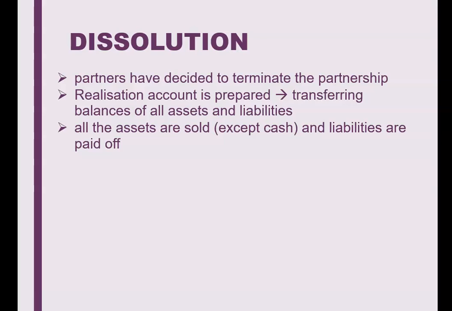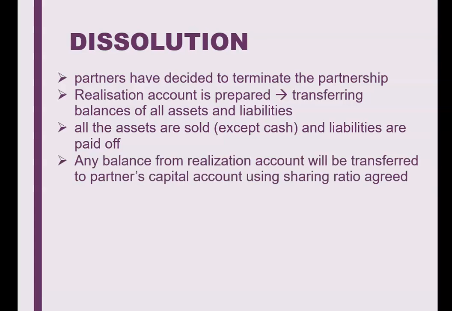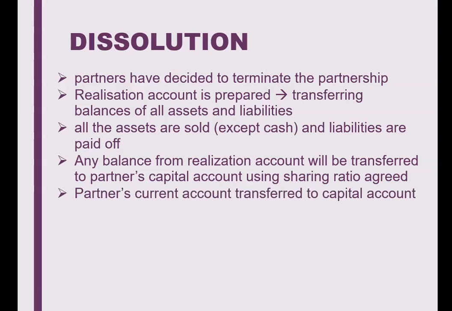So you need to pay all of the vendors, the suppliers, and also the lenders first, because we want to find out if there is any balance in the realization account, where you debit the debts you have settled, and credit the receipts in cash once you sell off the assets. Any balance, whether it's profit or loss, will be transferred to the partners' capital accounts using the sharing ratio agreed in the agreement, whether it's a loss or a gain.